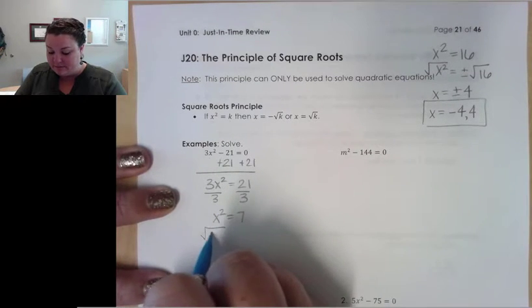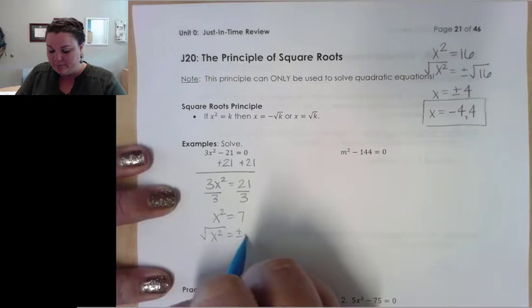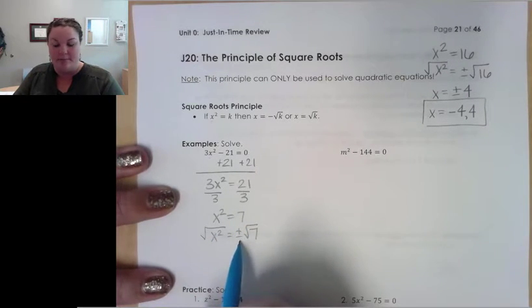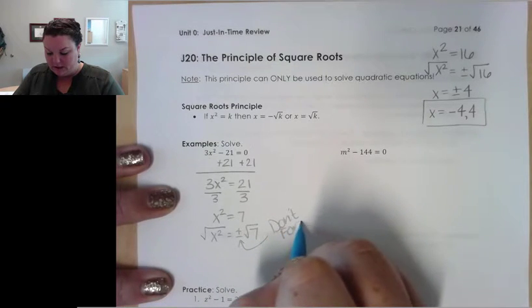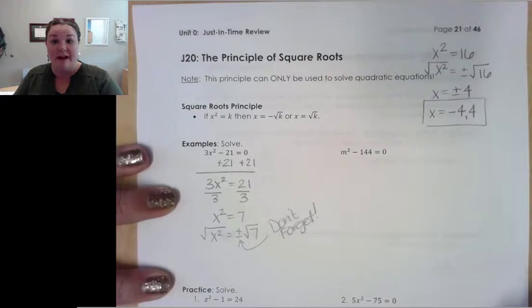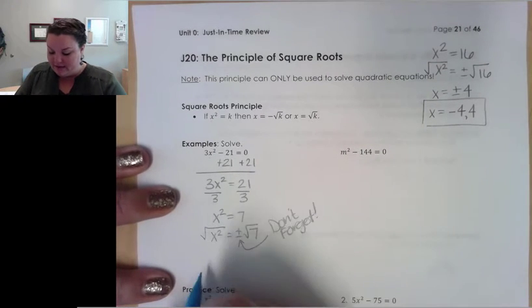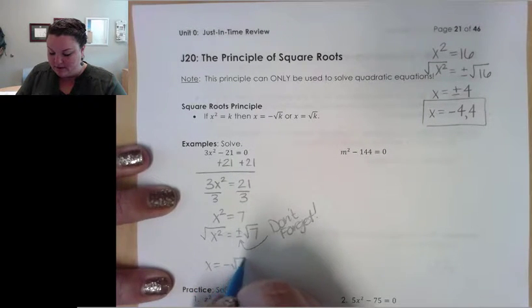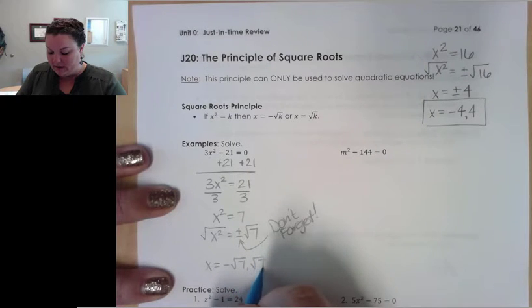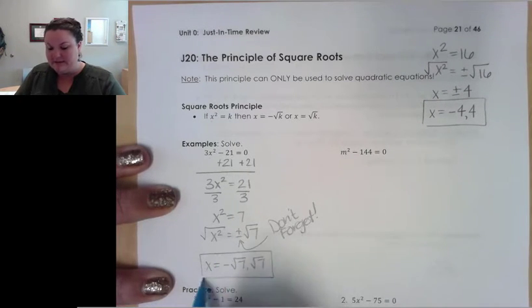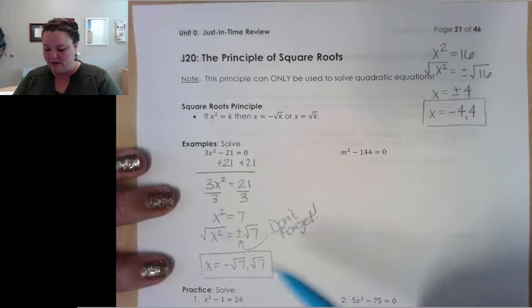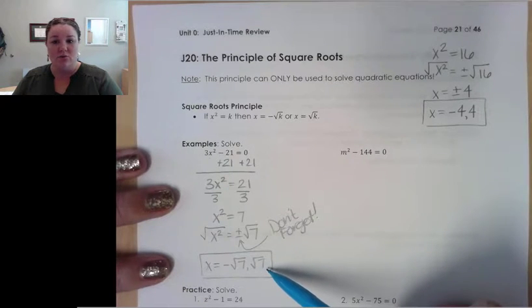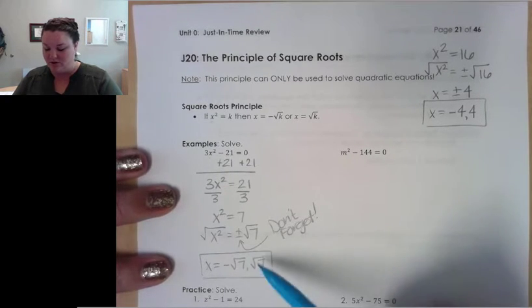And then we can take the square root of both sides. Don't forget that plus or minus. Don't forget, that affects the number of answers you get. So we end up with x is equal to negative square root of 7 or positive square root of 7. Square root of 7 is not a radical that can be simplified, and I'm pretty sure in this section it has you enter your answers as reduced radicals, not as decimals. So make sure you leave it in this form.